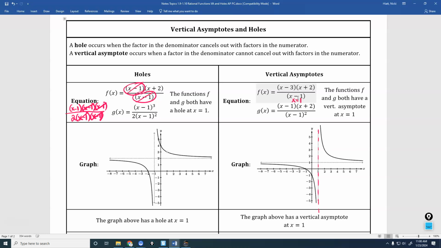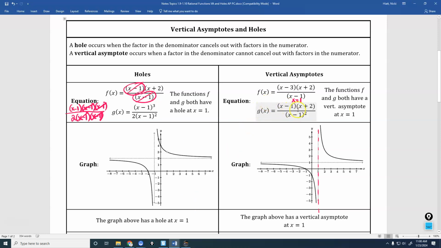These are much easier to see from a graph. If you're graphing it on the calculator or Desmos, you can see this happening. On the calculator or Desmos, holes don't show up. Now, if they give you a graph, they'll put an open circle at the hole. But if they're asking you to graph it on the calculator, it's not going to show you where the hole is.